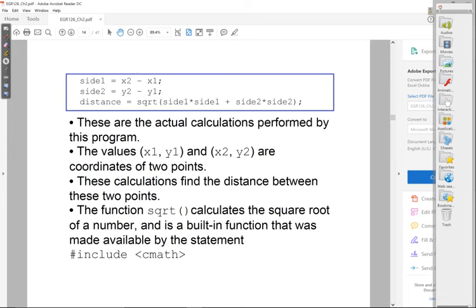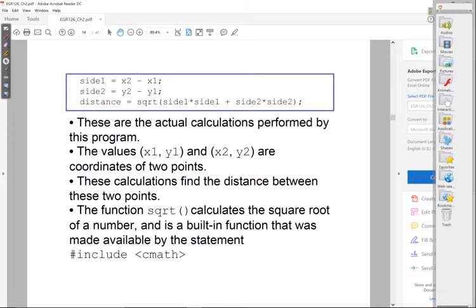All right, so side 1 is equal to x2 minus x1, and side 2 is equal to y2 minus y1. Even though these are very obvious commands, there's still a few things I need to point out here, okay? The first thing is you notice this is written side 1 on the left-hand side, side 2 on the left-hand side, right? And then the subtraction on the right-hand side. And that is necessary, okay, in C++.